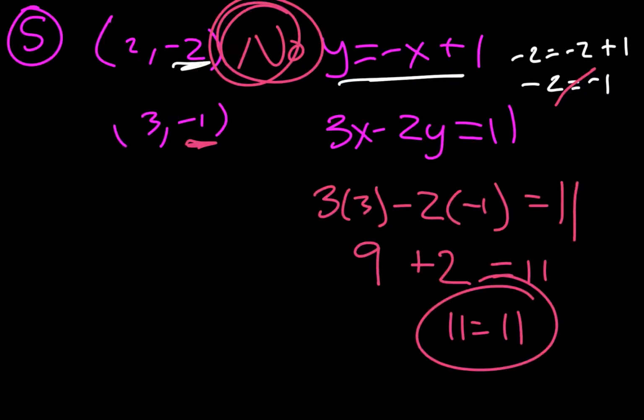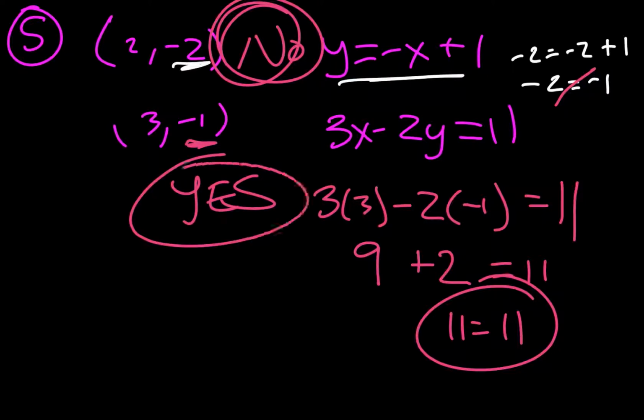Since that is true, we come back up here and we say yes, that point lies on that line. So if we get a true statement, we say yes. If we get a false statement, we say no.